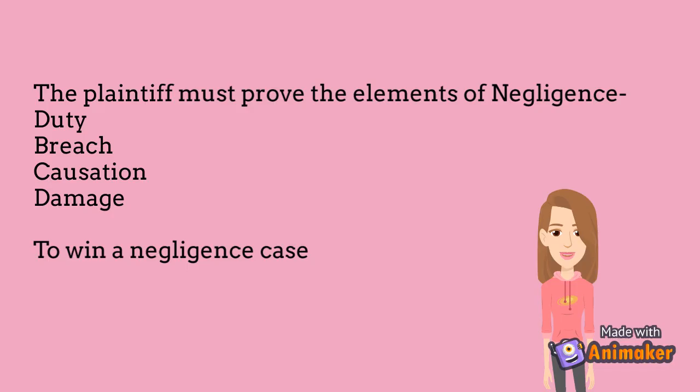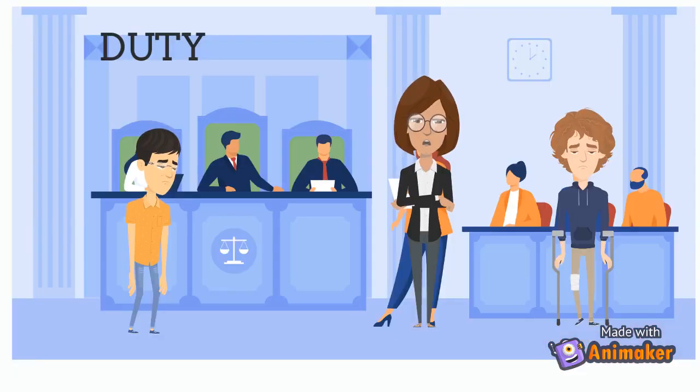The plaintiff must prove the elements of negligence: duty, breach, causation, damage. To win a negligence case, duty: the defendant Sohan had an obligation of reasonable care toward plaintiff Rohit to avoid this type of injury, but the accident took place and injury was foreseeable in this case.